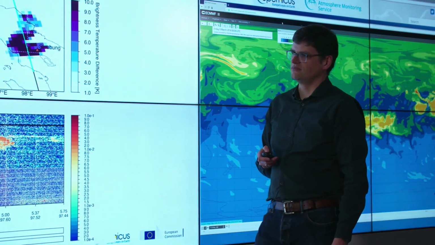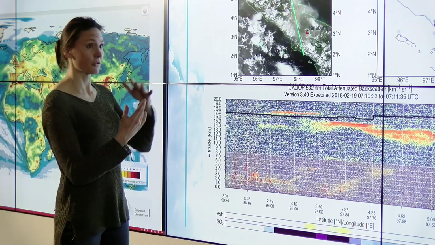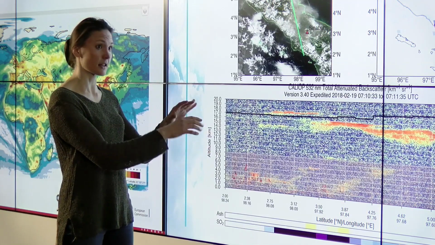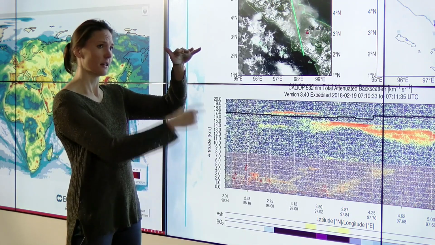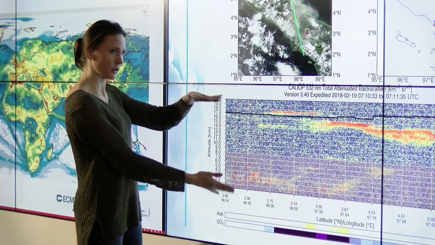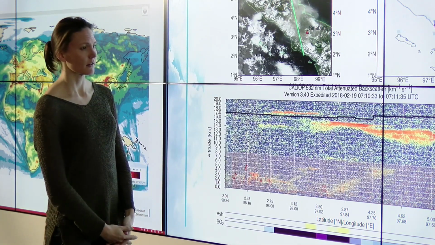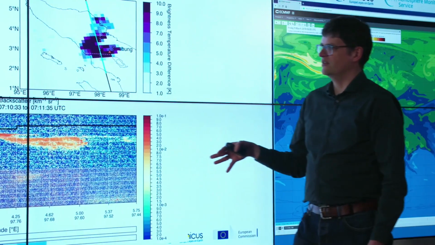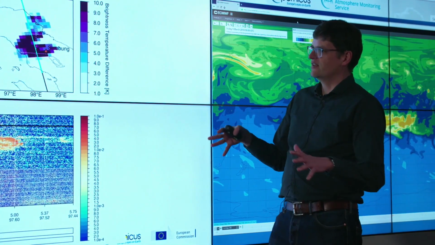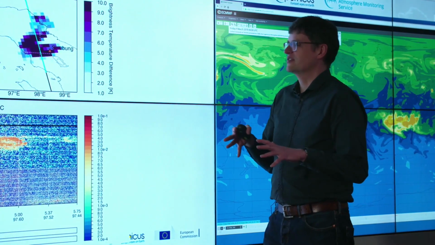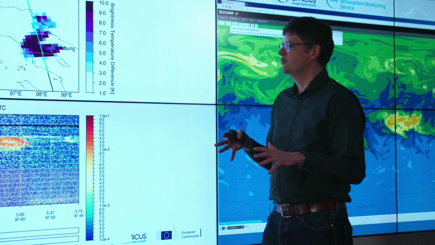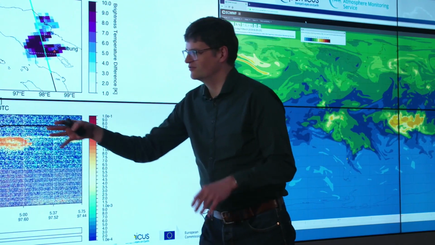So the satellites are giving you not just the top-down picture, but it's not all satellites that can do this. It's the active ones that send a signal and come back that can give you the vertical information? The active ones are very good at giving us very detailed vertical information. We have other satellites which give us some idea of where the plume is, but they don't give us this nice vertical resolution.